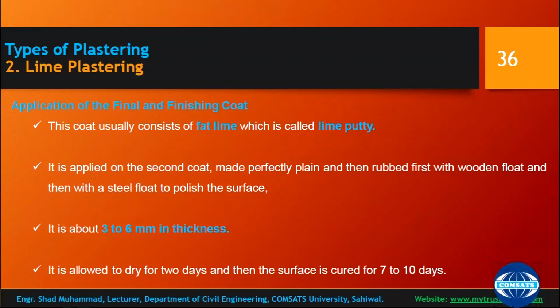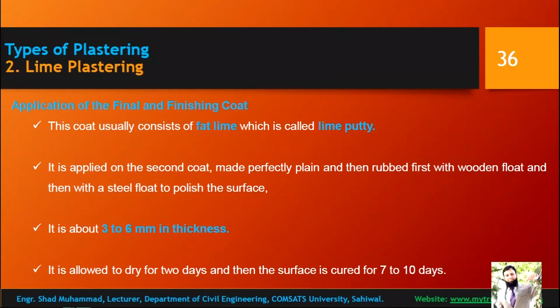Application of final and finished coat. This coat usually consists of fat lime, which is called lime putty. It is also applied on the second coat, made perfectly plain, and then rubbed first with the wooden trowel and then with the steel float to polish the surface.